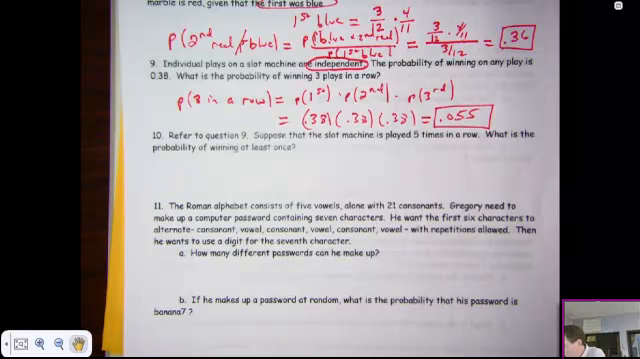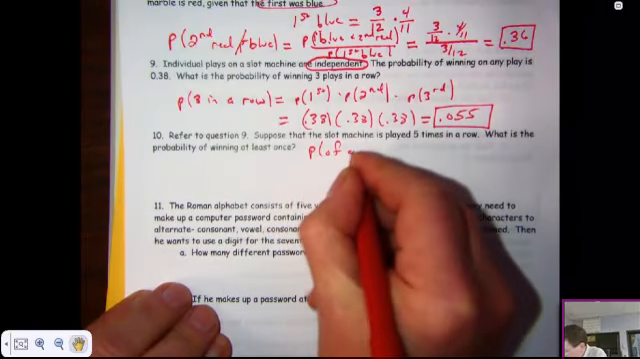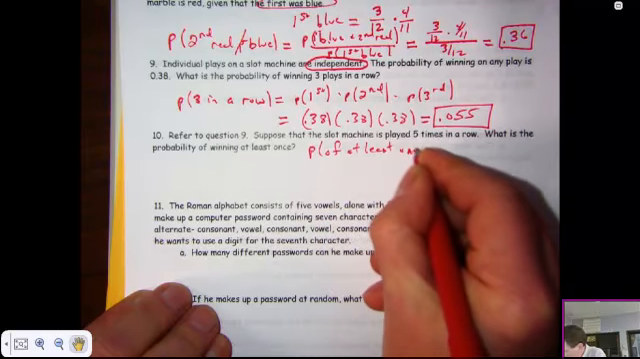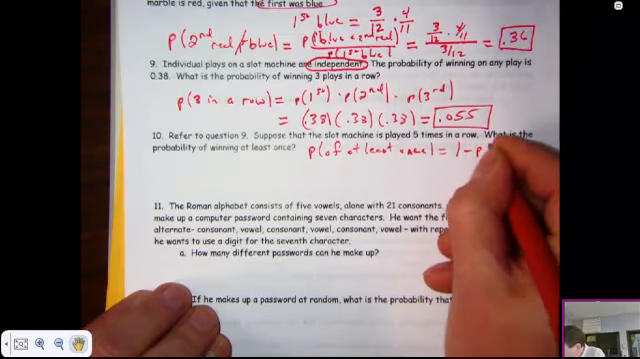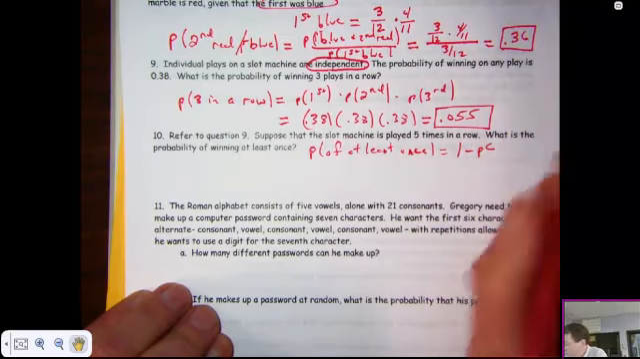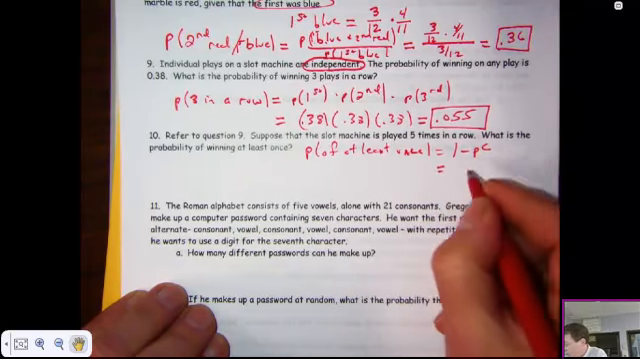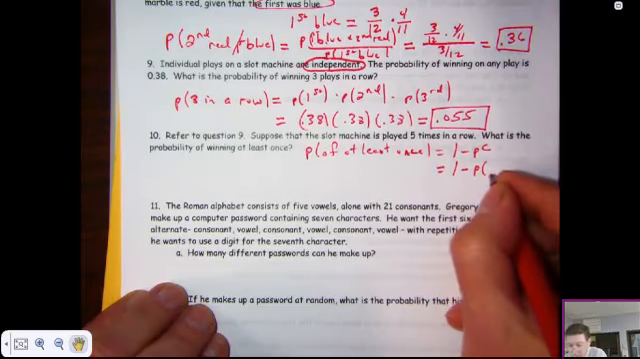On 10, suppose that the slot machine is played 5 times in a row. What is the probability of winning at least once? Well, again, how do you do at least once? That is 1 minus the probability of the complement, right? What's the complement of at least once? Not at all. So the probability of not winning at all.